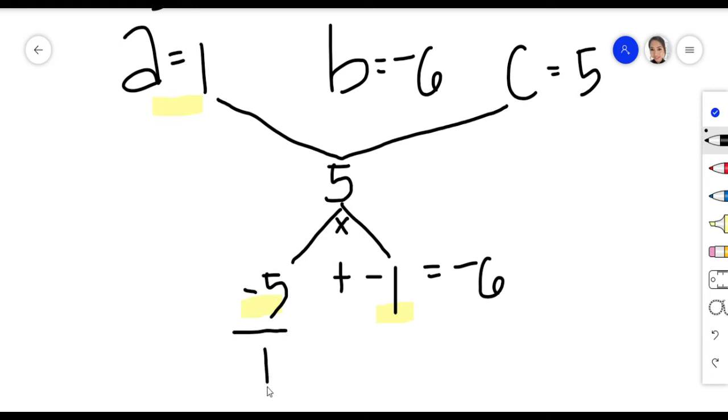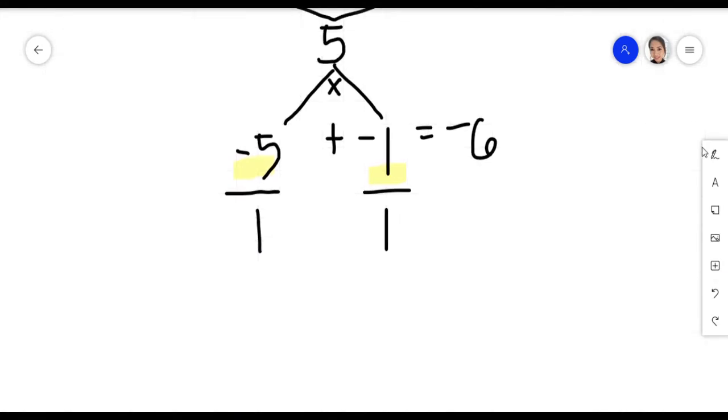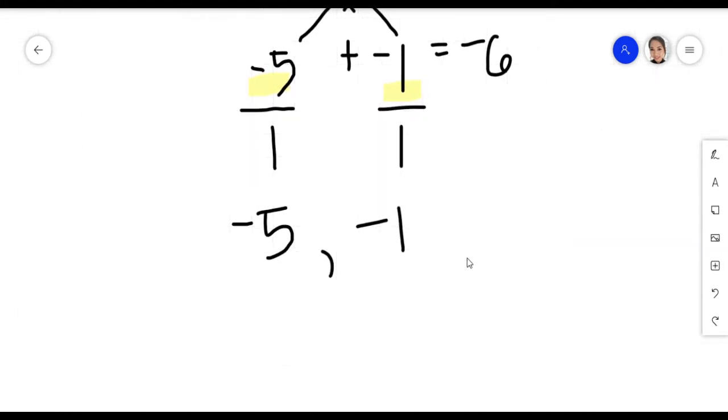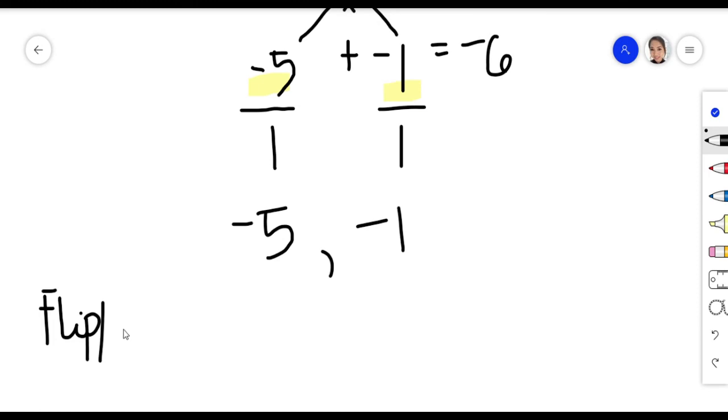So divided by 1, our A, divided by 1. Now, negative 5 divided by 1 is obviously still negative 5. And then negative 1 divided by 1 is still negative 1. Now, the next step is to flip or change their signs.